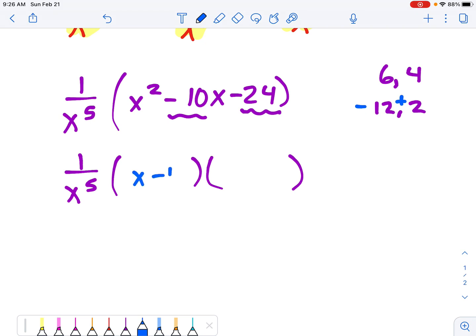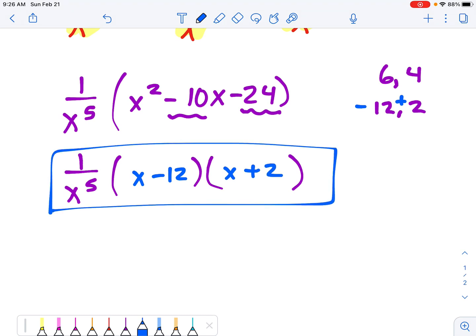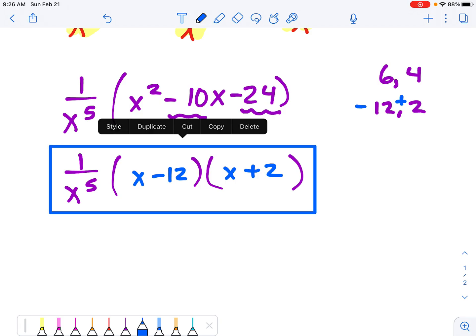So we have x minus 12 and x plus 2. Now this problem has no equal sign, and they're asking us to only factor, so we are now done.